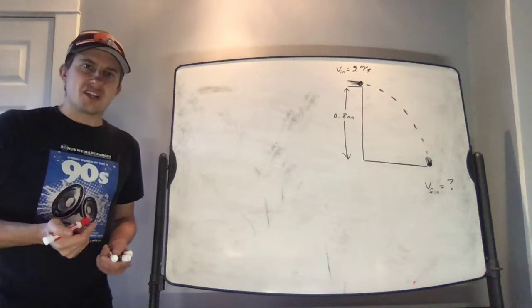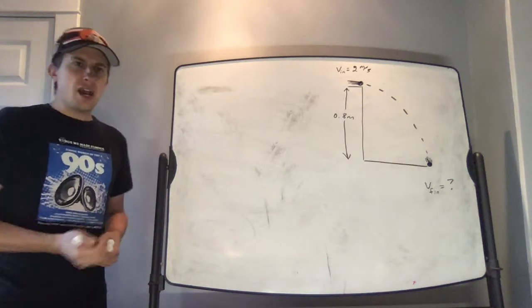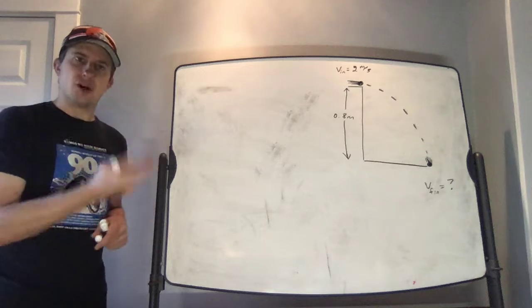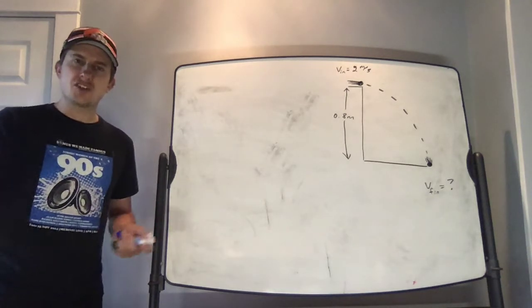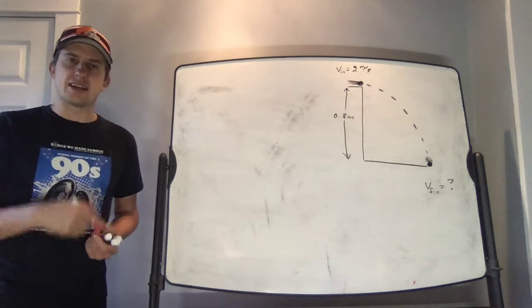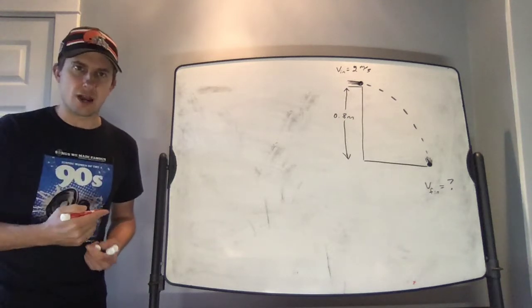For the final example problem on the topic of work, we have a ball rolling across a table. That ball rolls off the table, hits the ground, and we are asked, what is the work done by gravity on the ball, and how fast is the ball moving when it hits the ground?